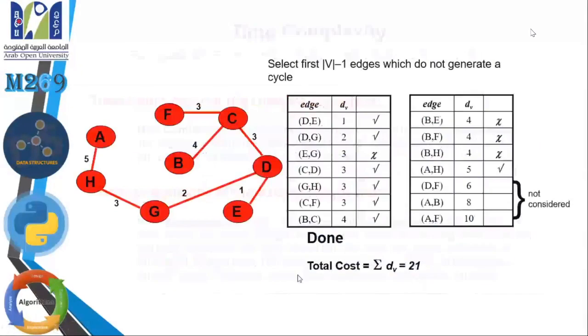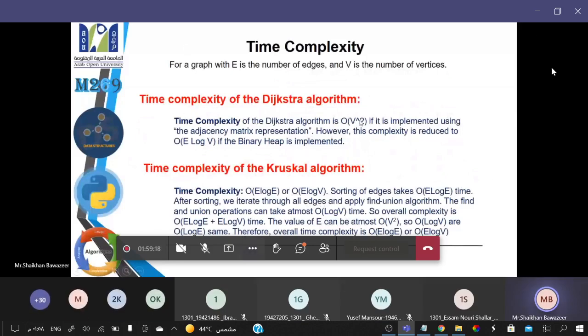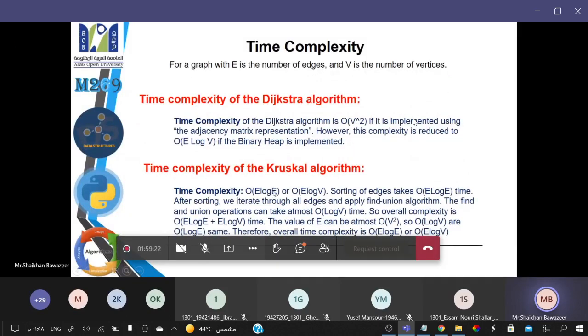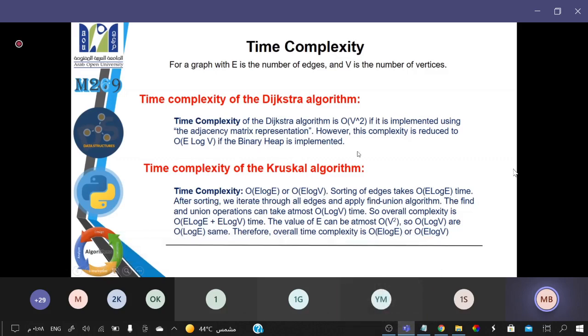Since we are done, that is the difference now between the two. The time complexity of Dijkstra is V squared, whereas the time complexity of Kruskal is E log E, or you can also say E log V, which are the edges and the vertices. This is the difference between the two.